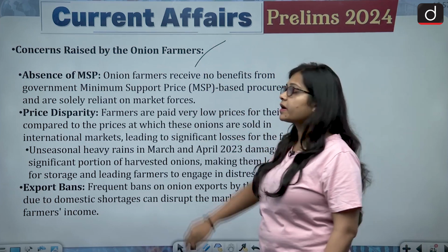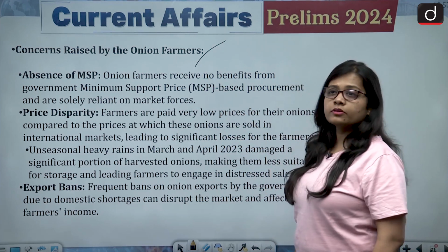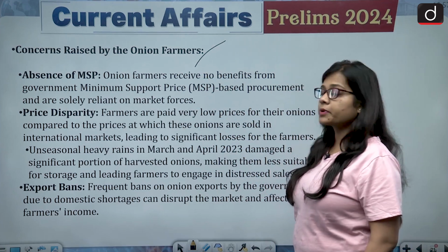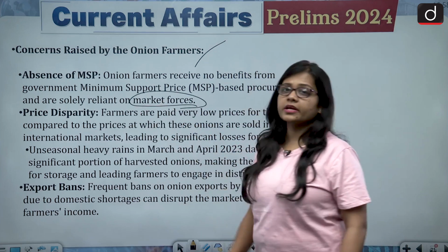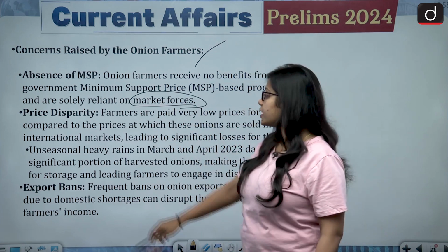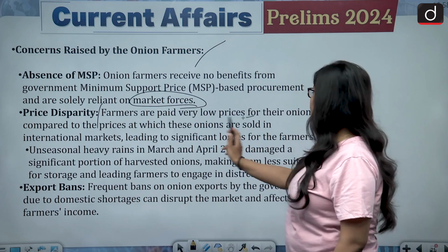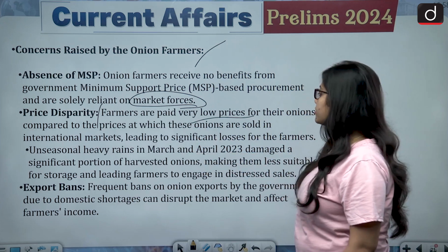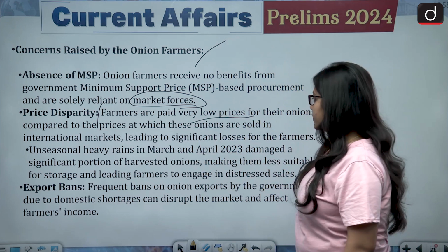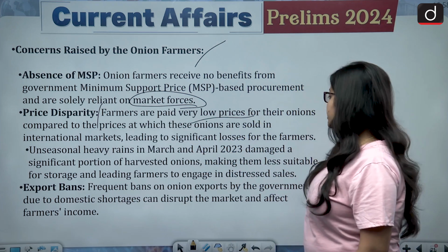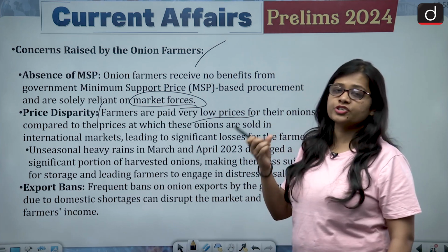Now concerns raised by the onion farmers. What are the farmers saying? Absence of MSP. In the case of onion, the minimum support price is not there, so they are reliant on the market forces. Then second, the price disparity. Farmers are paid very low prices for their onions compared to the prices at which these onions are sold in the international markets. Then unseasonal heavy rains also damaged their crop, so they need a higher profit share.